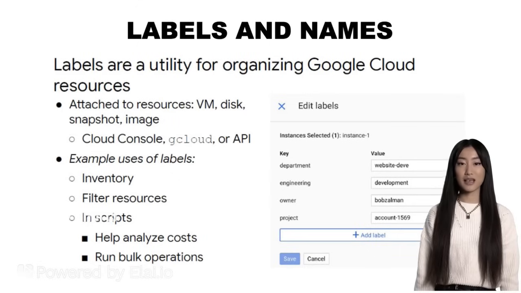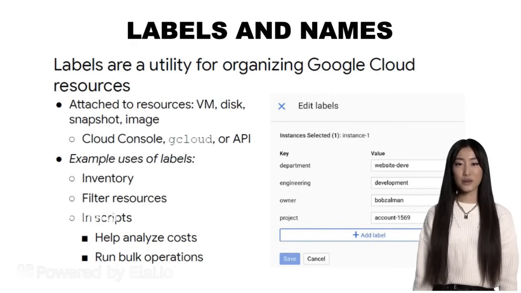You can create and manage labels using Cloud Console, Cloud Shell, or the Resource Manager API, and each resource can have up to 64 labels. For example, you could create a label to define the environment of your virtual machines. Then define the label for each of your instances as production or test. Using this label, you can search and list all your production assets for inventory purposes. Labels can also be used in scripts to analyze costs or to perform bulk operations on multiple resources.